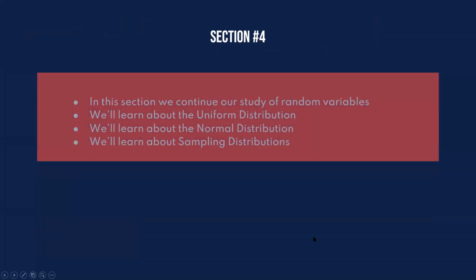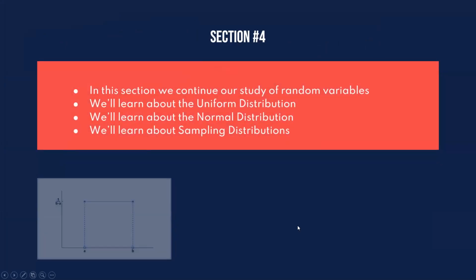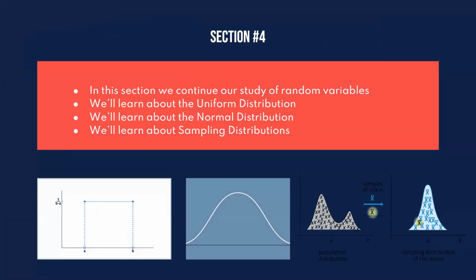All right, the fourth section of the course, we'll continue our study of that concept of random variables, but here we're going to learn about a lot of different probability distributions. First one we'll learn about is the uniform distribution. Then we'll learn about the normal distribution. You might have heard of this called the bell curve. Has anyone heard of the bell curve before? If you haven't or you have, that's okay. This concept right here, this normal distribution, we're going to spend the most time on.